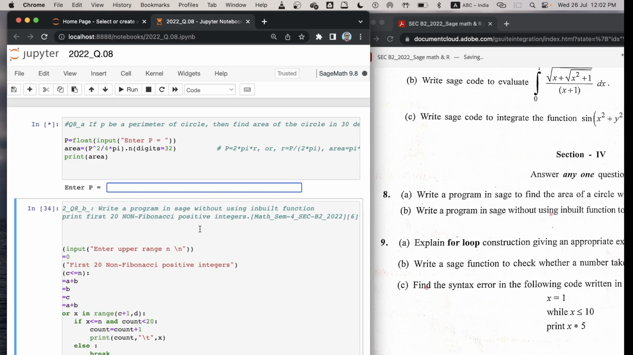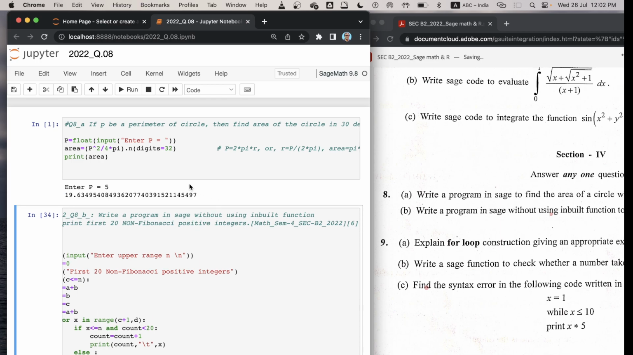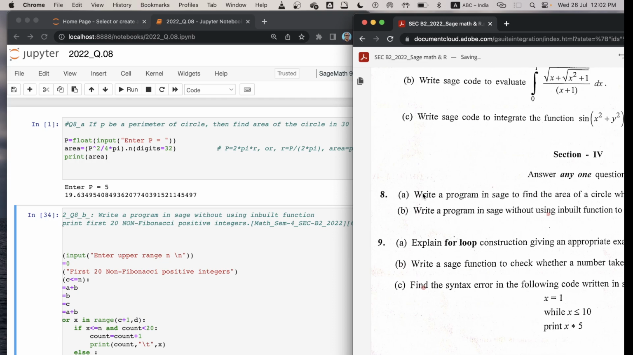So enter the value of P, say P equal to 5, and this is the answer in 30 places of decimal: 1, 2, 3, 4, 5, 6, 7, 8, 9, 10, 11, 12, 13, 14, 15, 16, 17, 18, 19, 20, 21, 22, 23, 24, 25, 26, 27, 28, 29, 30. So 30 places of decimal. So put here digits equal to 32. 30 places of decimal for this.